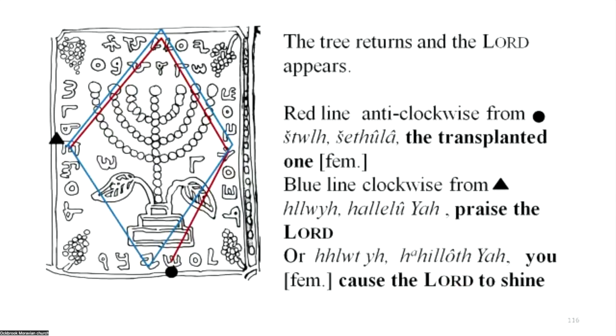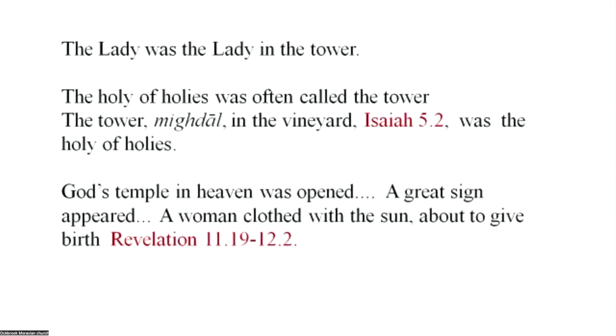Now, when the tree returns, the Lord appears, and this is the famous lozenge, the red line moving round, the transplanted one, and it's feminine. The blue line reading round clockwise can either mean praise the Lord, hallelujah, as we know it, or it can be read, you, feminine, cause the Lord to shine, because of the double letters.